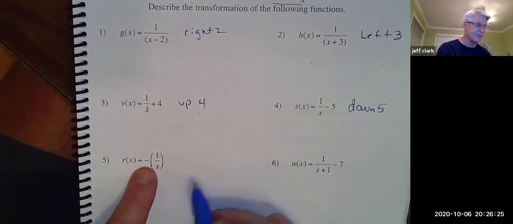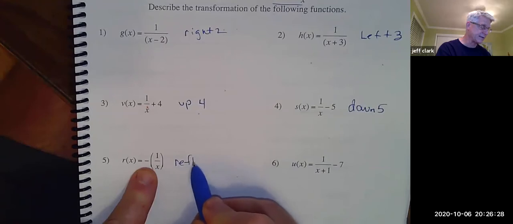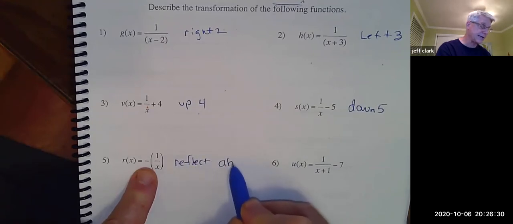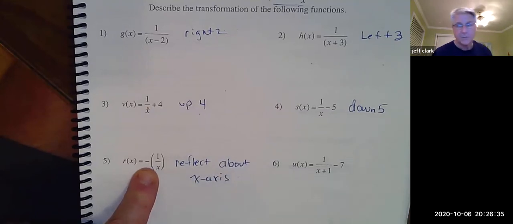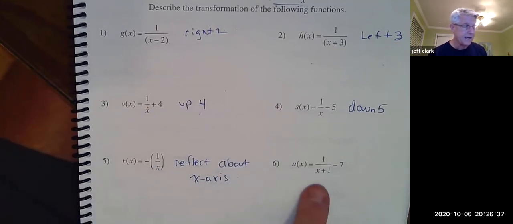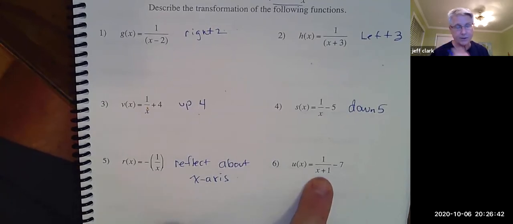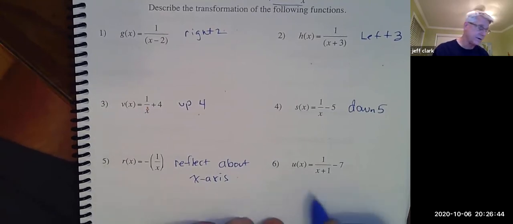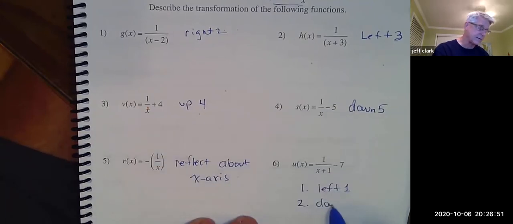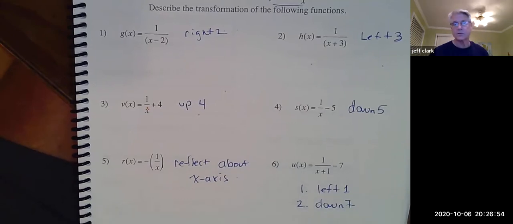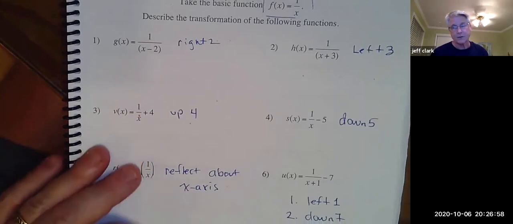There's a negative, so this is a reflect. So reflect about the x-axis. And this one has 2 steps. So you do the left, right first. So that would be a left 1. And 2, that would be a down 7. So as a reminder, we've seen those before in different functions.